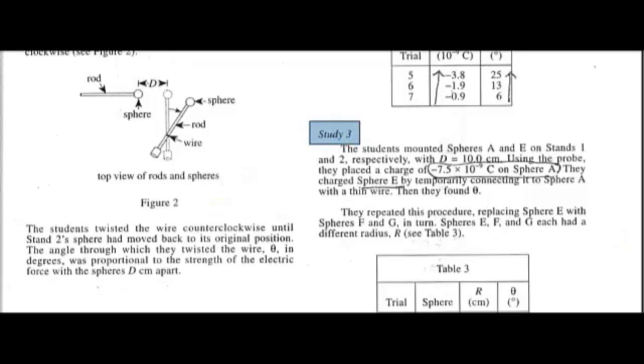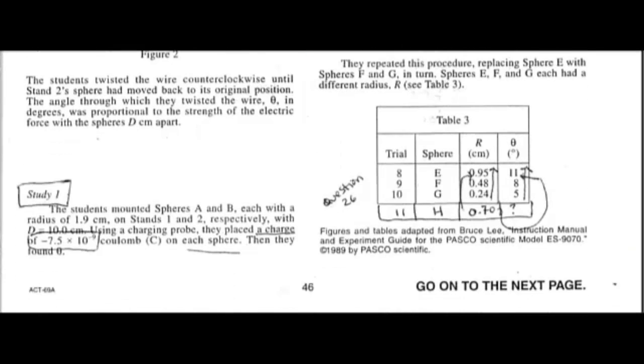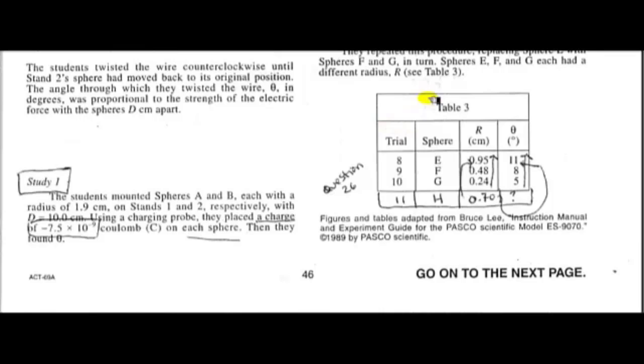So that means we're going to have to add the new information here in table 3. We're going to add a new trial called H. And it looks like the radius is going to be 0.7. So we're going to try and slide our new information right in here. See that?